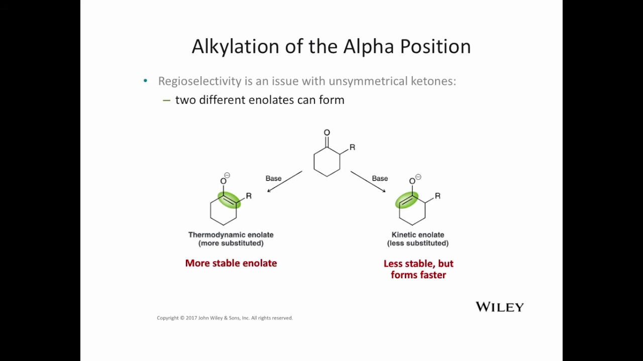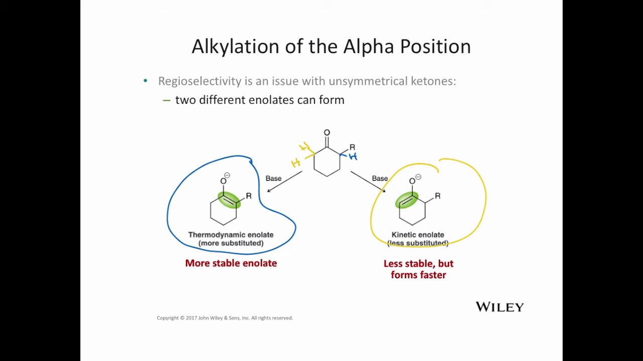So if you have an unsymmetrical ketone, you can get 2 different enolates. And which one you get will depend upon the reagents and the conditions used. So if I remove this hydrogen in blue, I would get this enolate shown here. If I were to remove either of these yellow hydrogens, I would get this enolate formed here.